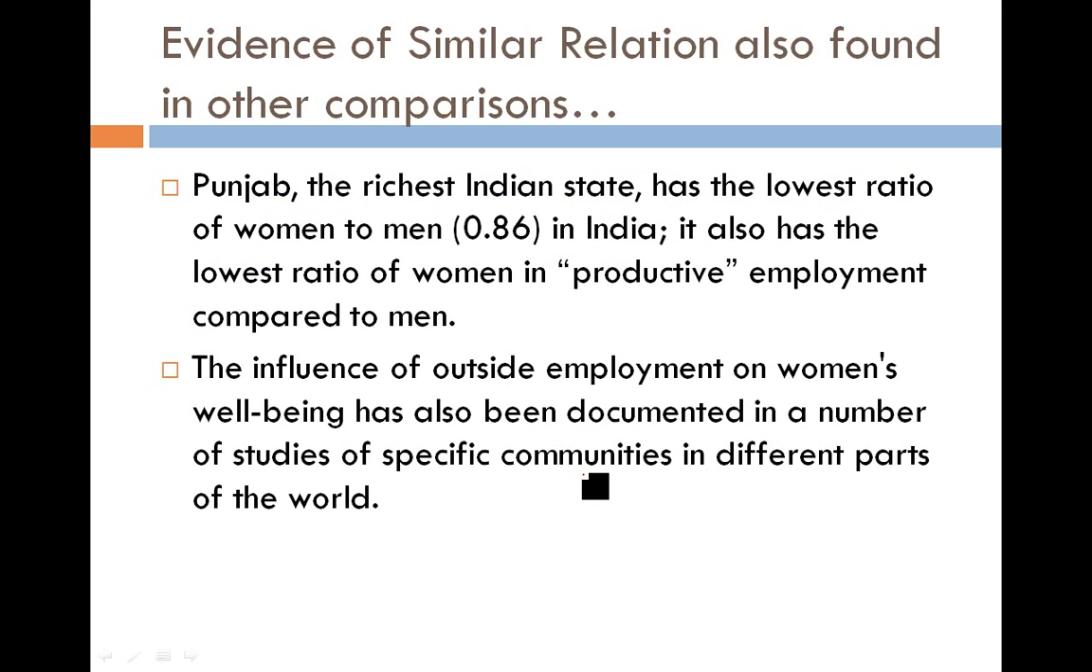Evidence of similar relation and similar correlation is also found in other comparisons. For example, Punjab, the richest Indian state, has the lowest ratio of women to men in India, that is 0.86. It also has the lowest ratio of women in productive employment compared to men. The influence of outside employment on women's well-being has also been documented in a number of other studies of specific communities in different parts of the world, not only in India.